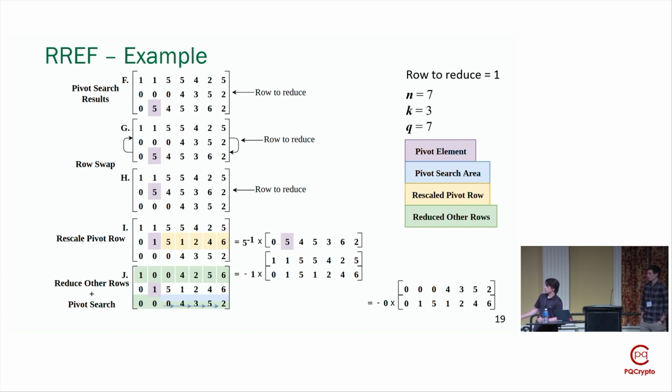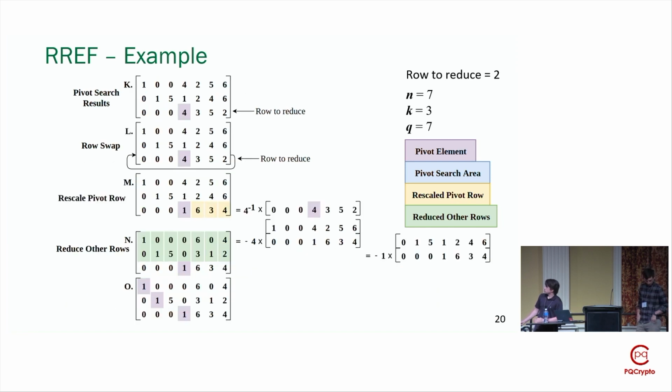That rescales the pivot row. And then we want to reduce all of the other rows so that there is a 0 above and below the pivot element. And while we're doing that next step, we also, again, search for the next pivot in this smaller search area, which happens to be this 4, because we keep scanning down the row until we find it.